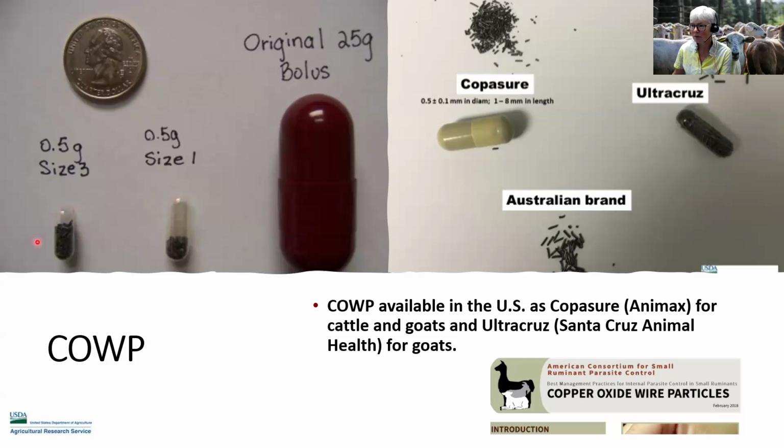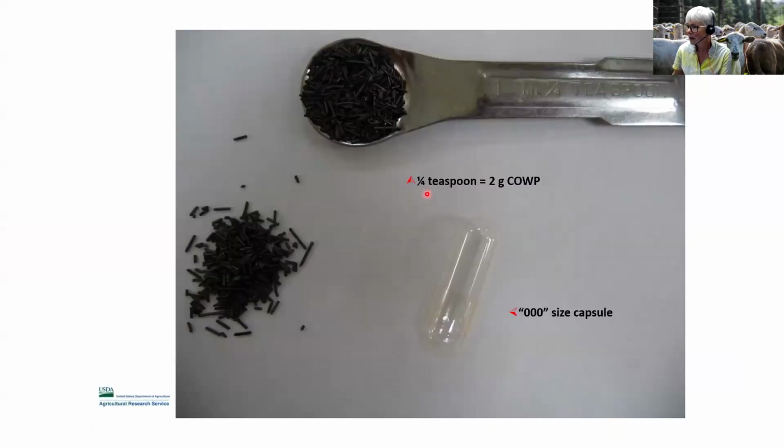So this is a bigger capsule than this. But anyway, this is the original. This is the Copashore, which also comes in a form for sheep and goats. But I think this is a 4-gram bolus. And like I said, I think that's too much. If you need to use it more than one time, it's too much.